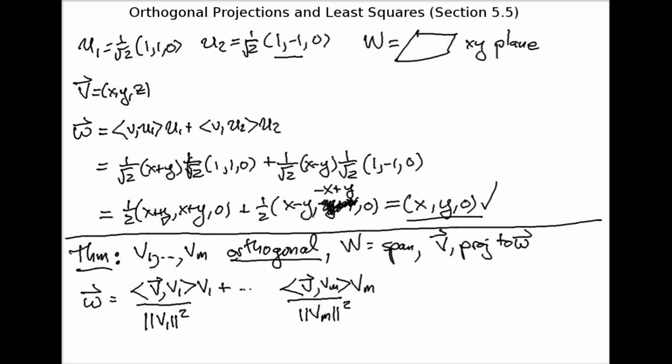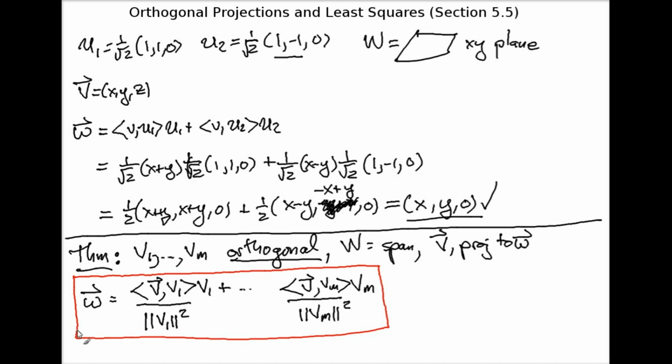And the proof's essentially the same. It's barely different. I won't bother proving it. So this is quite a handy formula. It's often convenient not to have to normalize an orthogonal basis. If you have an orthogonal basis, you can just use this formula, and you don't have to normalize it.